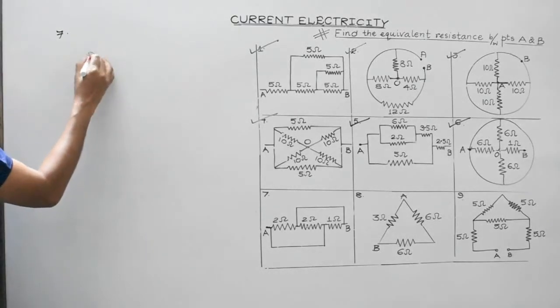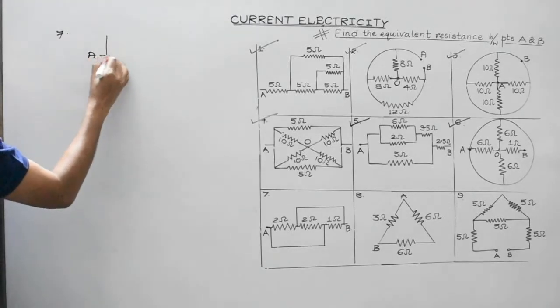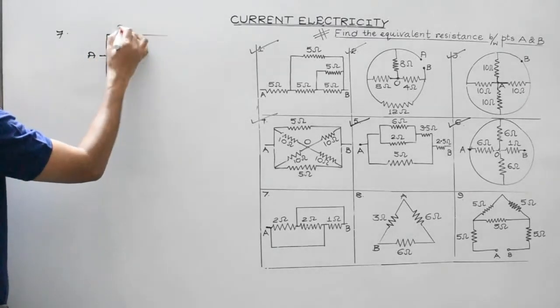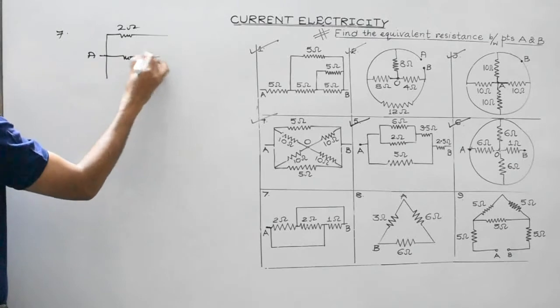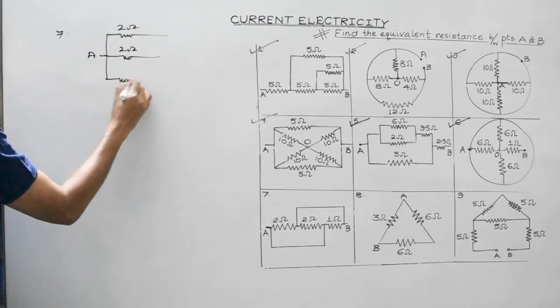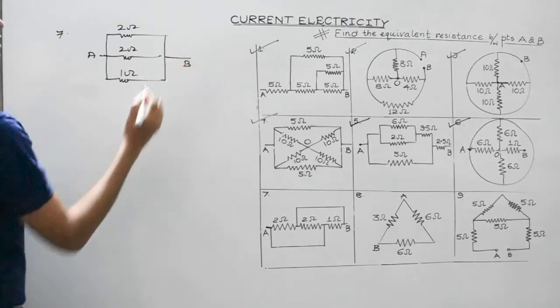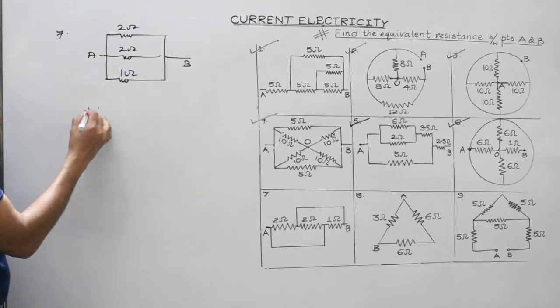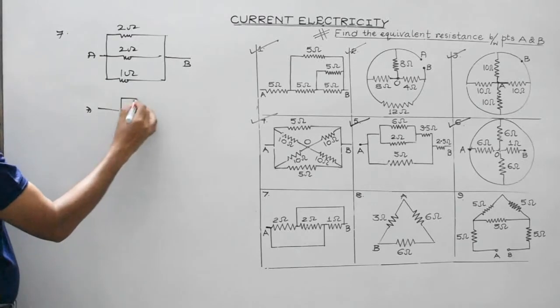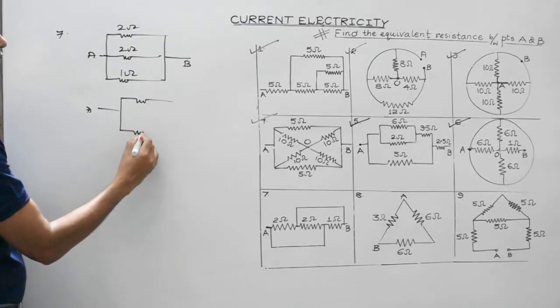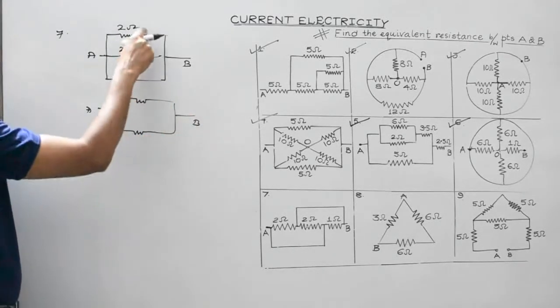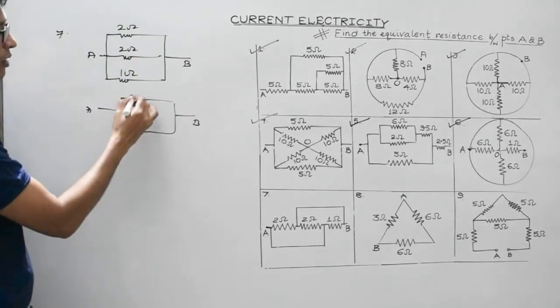And as per the concept, these three must be connected in parallel, isn't it? Therefore, the equivalent circuit would be like this. 2 ohm, this is 2 ohm, and this is 1 ohm. So all these three are connected in parallel. Now, it can be written in this particular manner. What is the equivalent of 2 and 2 in parallel? It will be 1 ohm.